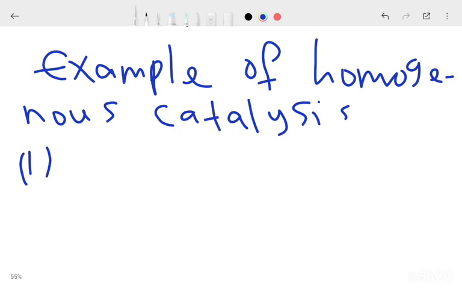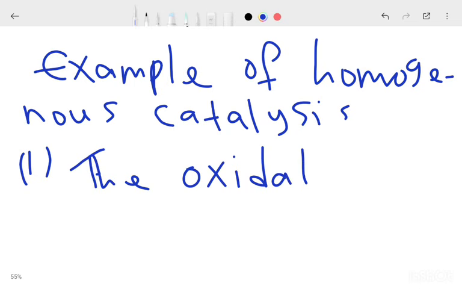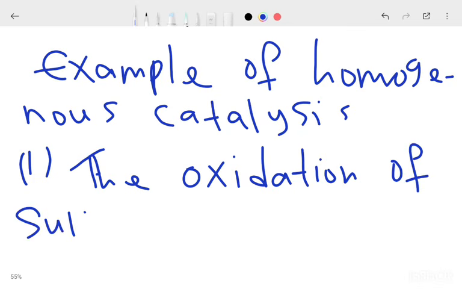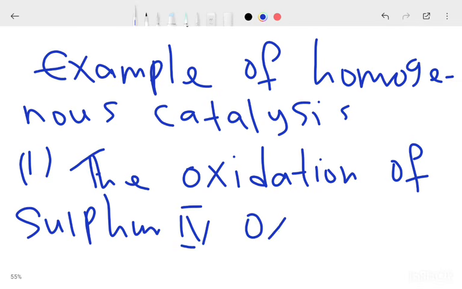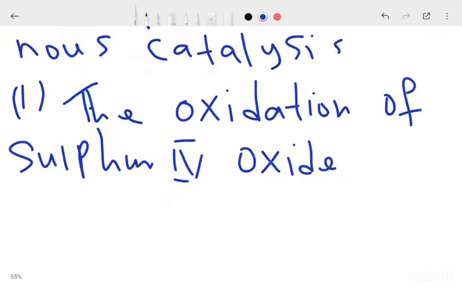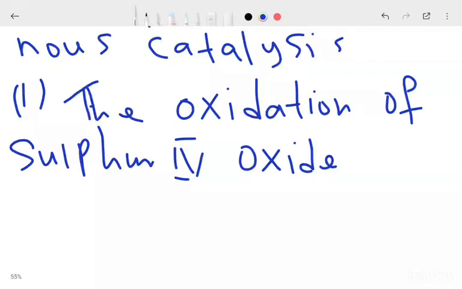So take note. Now, the oxidation of sulfur IV oxide. Just write, I will explain. It's very simple. Chemistry has a way of confusing stories, but I will break down everything. So don't worry, just write.